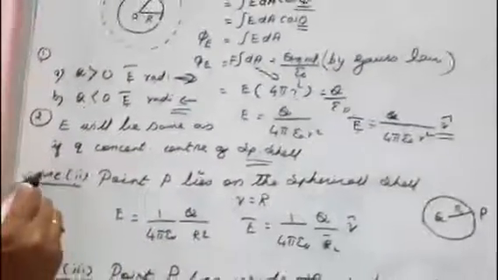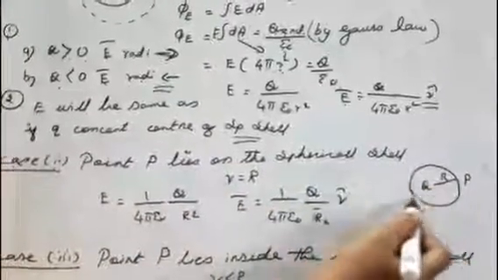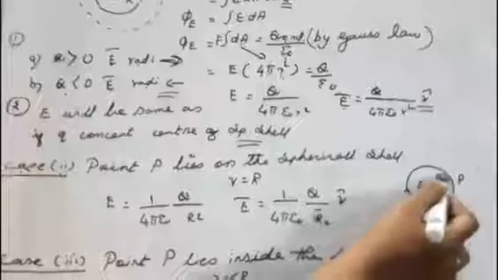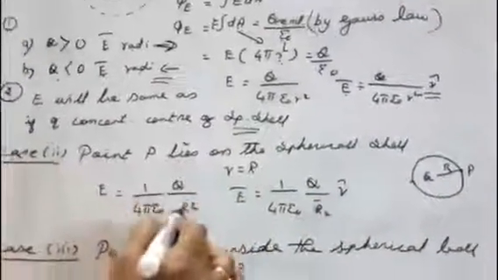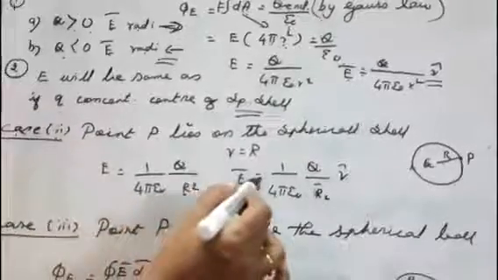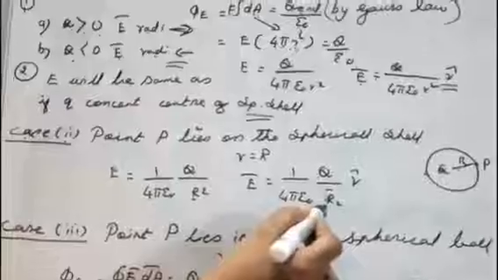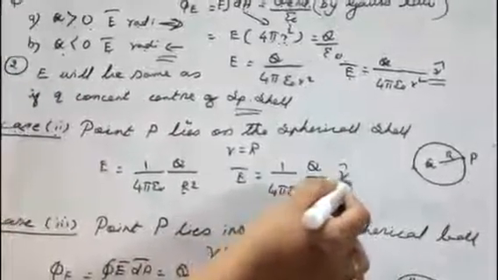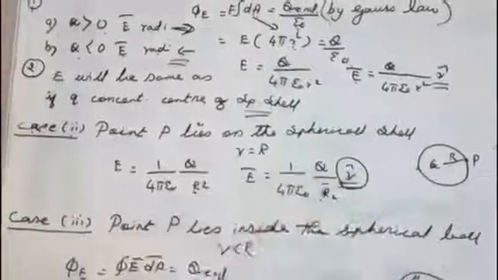And next, the second case is if the point P lies on the spherical shell. Lies on the spherical shell means r equals capital R, therefore E equals 1 by 4 pi epsilon naught Q by capital R square, but in vector form we can write E vector equals 1 by 4 pi epsilon naught Q divided by capital R square into small r cap. Here the unit vector is always denoted by a smaller letter.